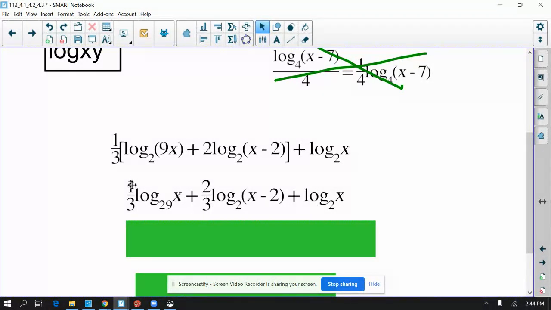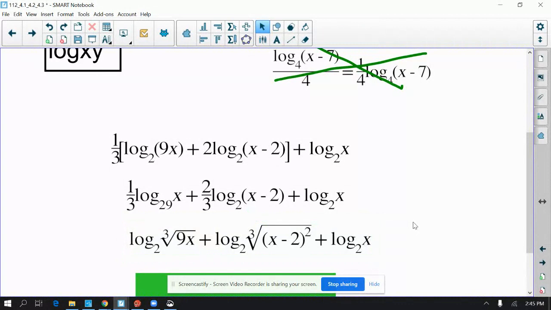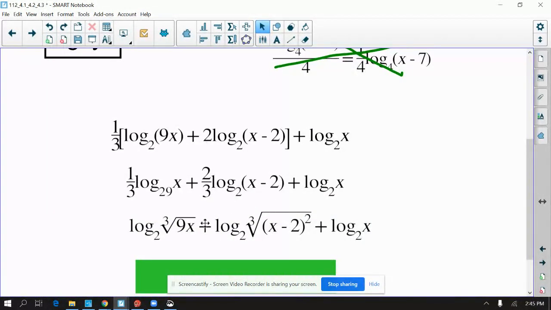Before I do that, I have to get rid of these coefficients. So what does this 1/3 coefficient do? It makes 9x raised to the 1/3. And this 2/3 makes x minus 2 raised to the 2/3. And that is cube roots. Something raised to the 1/3 is the cube root of that thing. And something raised to the 2/3 is the cube root of that thing squared.